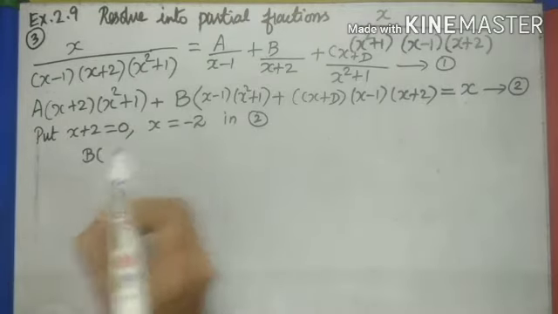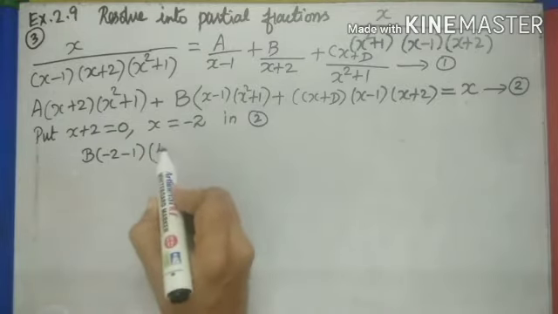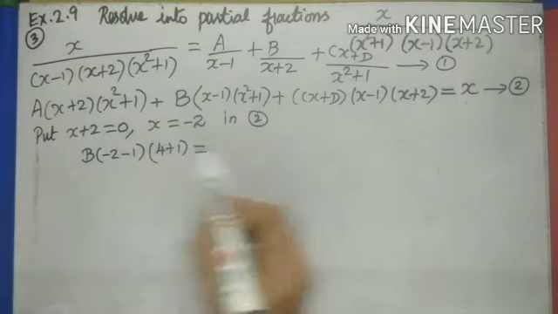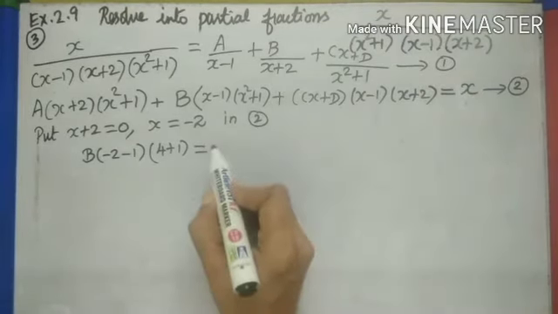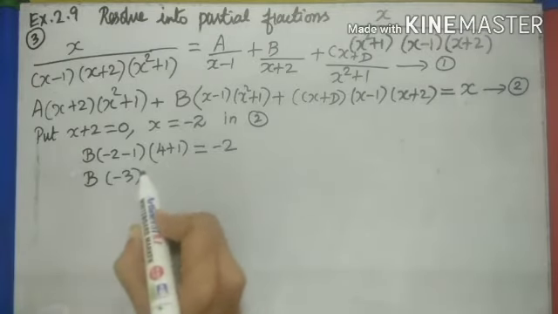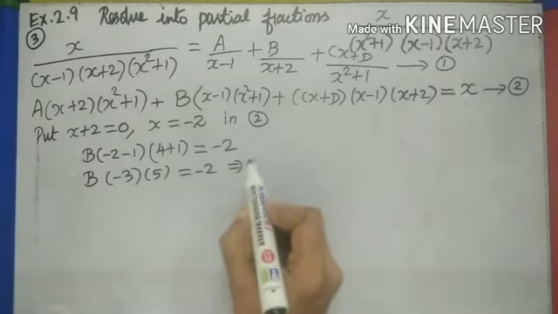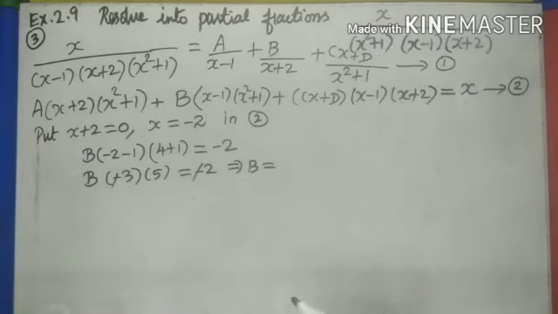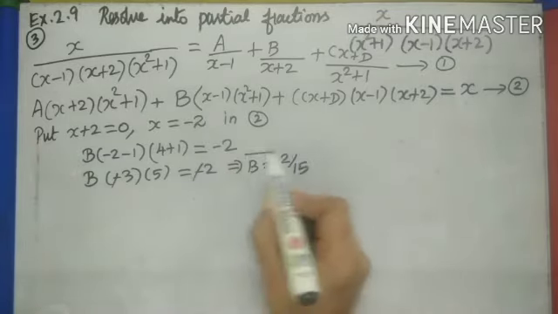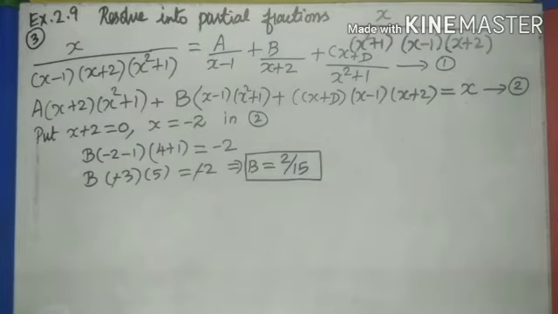So, b, x, we have to put minus 2, minus 1. Minus 2 square is 4 plus 1. That is equal to, the right hand side, x value is minus 2. Simplify this answer. B into minus 3, 4 plus 1, 5 equals to minus 2. Or B equals minus and minus I can cancel. 2 by 15. So out of the 4 constants A, B, C and D, I have found out what is B.